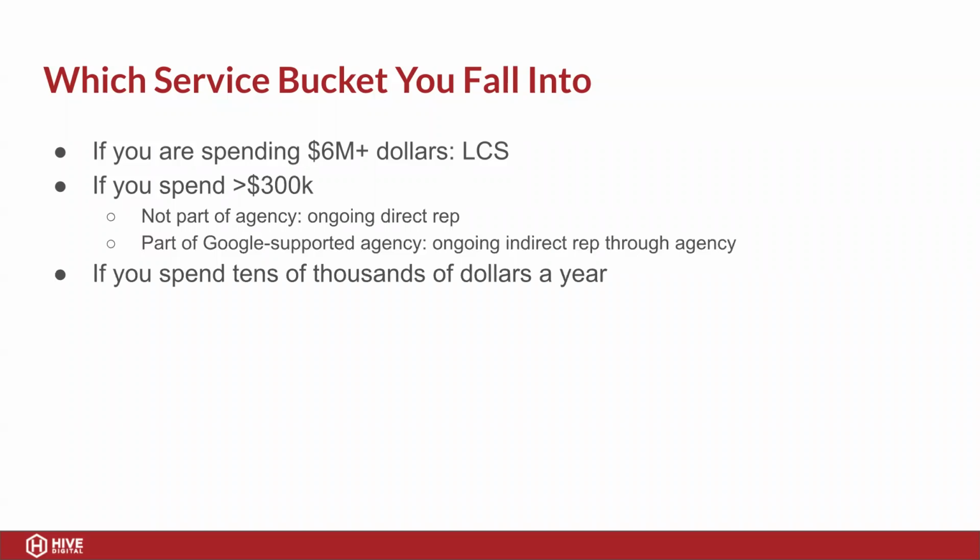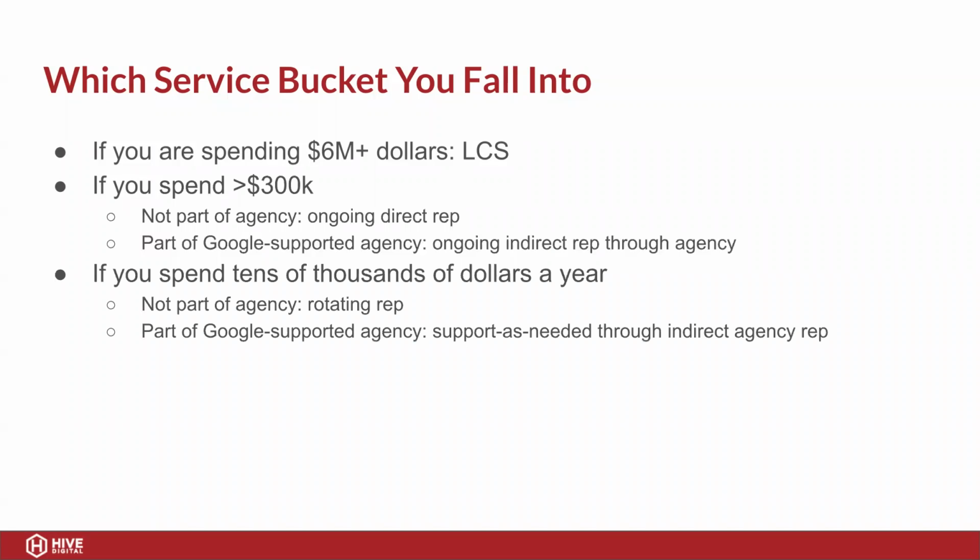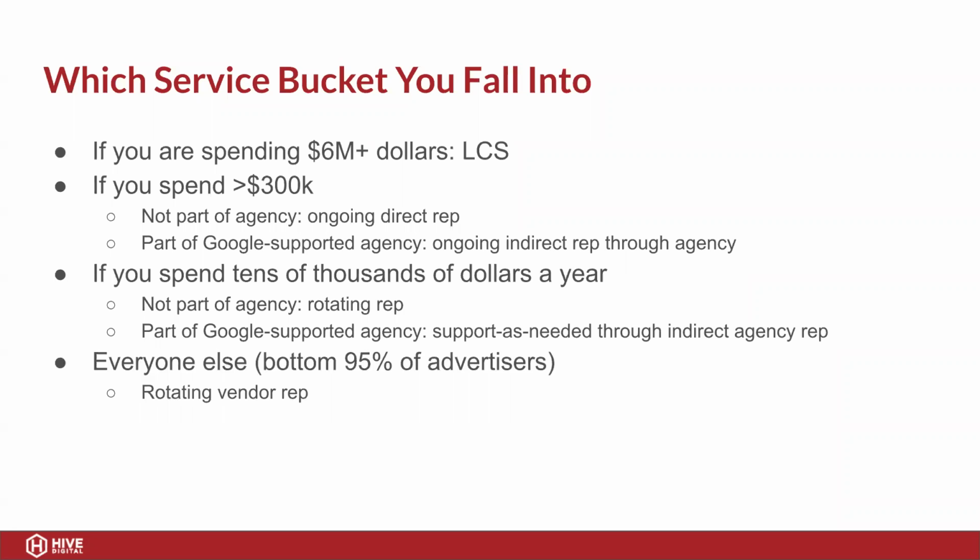If you're spending tens of thousands up to $300K a year, and you're not part of an agency, you'll probably get a rotating Google employee rep. And if you're part of a Google supported agency, you'll either have that indirect rep or you'll get support as needed through that agency representative. And then everybody else, you're going to get this rotating vendor rep, and you're going to get email and in-account optimization tips. So that's the breakdown.